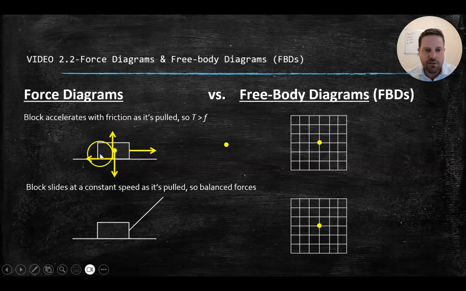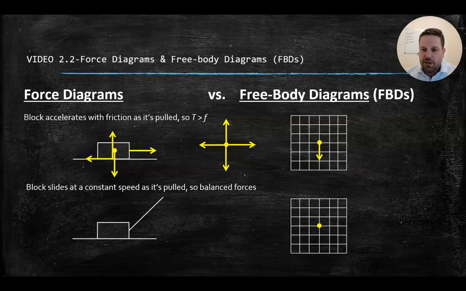And then we're going to draw all of these arrows, instead of acting at points of contact, we're going to draw all of them acting on the object as a dot. And so now you can see it's a simplified view of this. We can see the opposing forces easily.